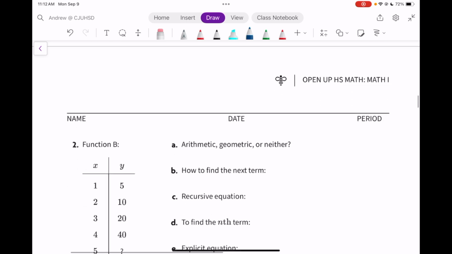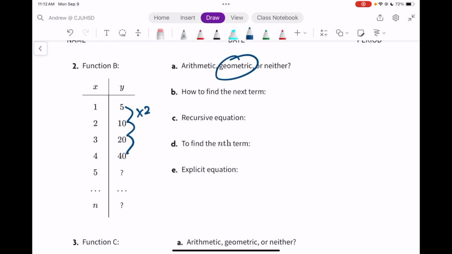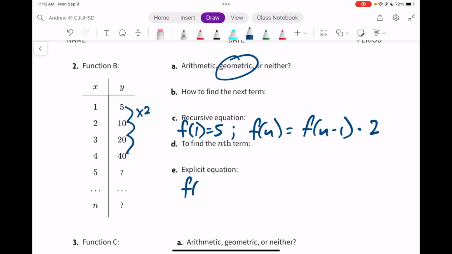Our next function is a multiplying function by 2, by 2, by 2. Every time we keep multiplying by 2, that makes it geometric. To find the next term, you multiply by 2, the recursive. Again, we're going to say, where does it start? And then the function is the previous. And this time, you're going to multiply it times that common ratio. Explicitly, we'd say that the function is where it starts times the common ratio to the n minus 1.